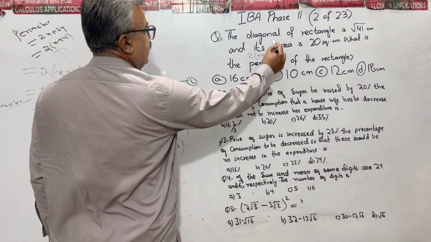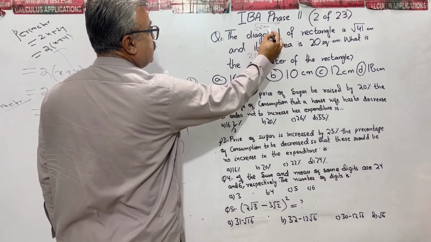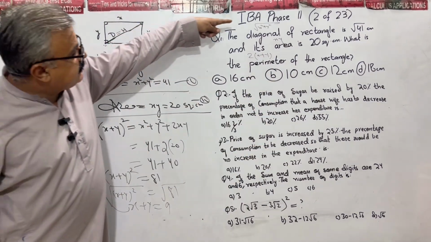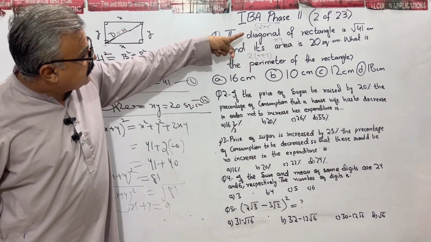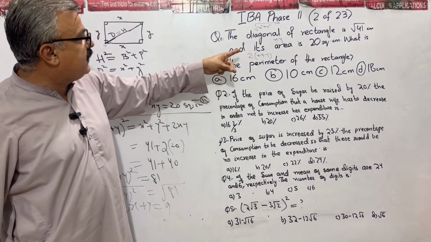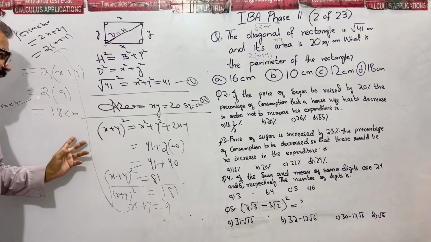Area means x into y. Diagonal means root of x square plus y square. That's our area, that's our perimeter. Check these out, connect the dots: x square plus y square, xy, and 2 times (x plus y). Bingo! This is the formula from our 8th grade.